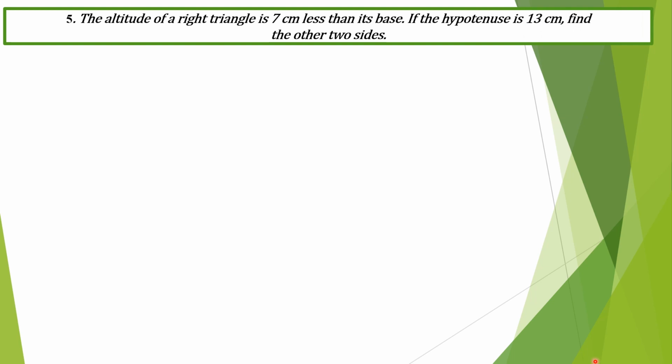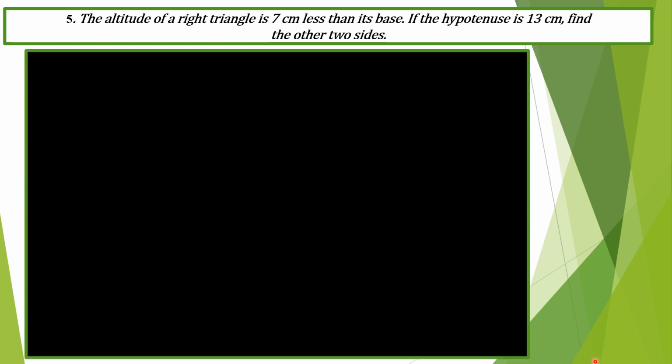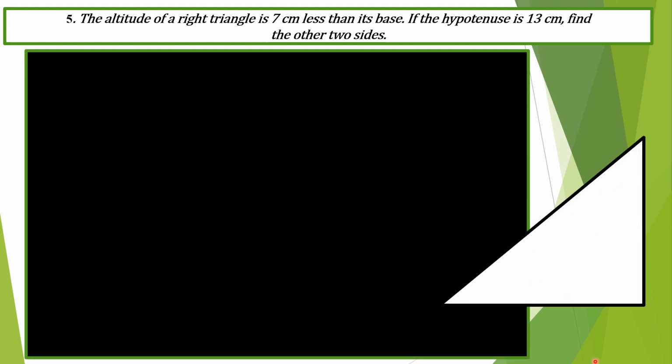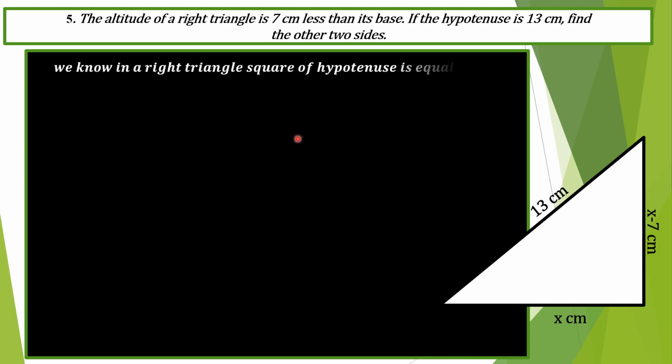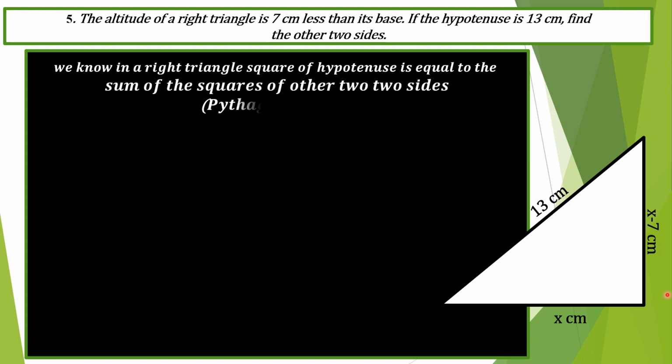One more question is there. The altitude of a right triangle is 7 centimeter less than its base. So let's first draw this right triangle. Let the base be x, then the altitude will be x minus 7, and the hypotenuse is given as 13 centimeter, right? So let's put this in, we know that in a right triangle the hypotenuse square is equal to the sum of squares of the other two sides. This is the Pythagoras rule. We'll study the same theorem in chapter 6, triangles.